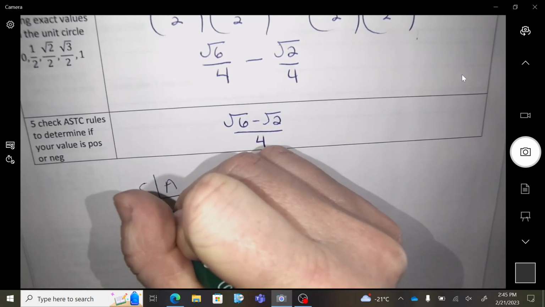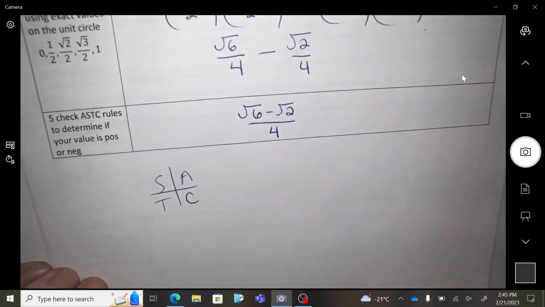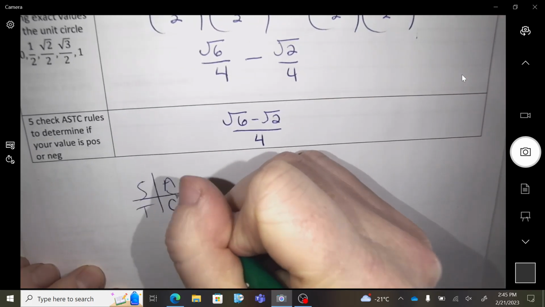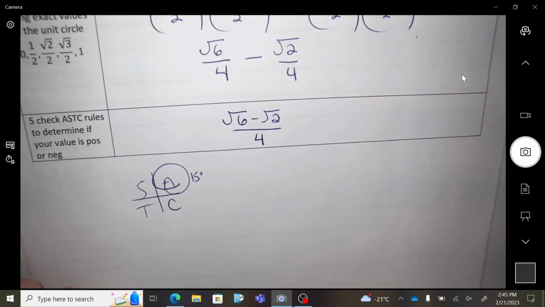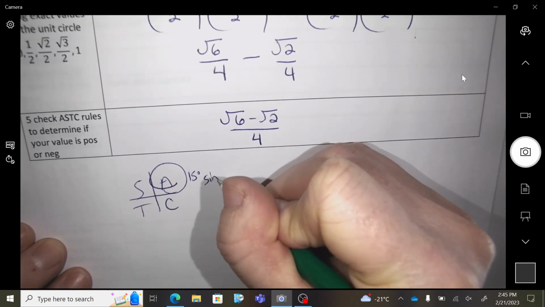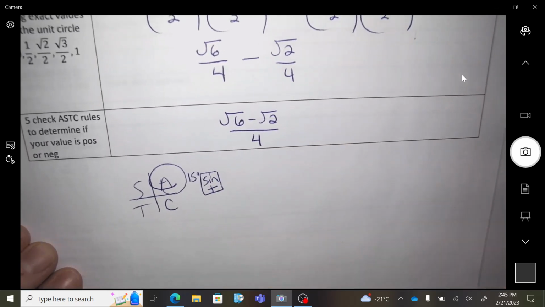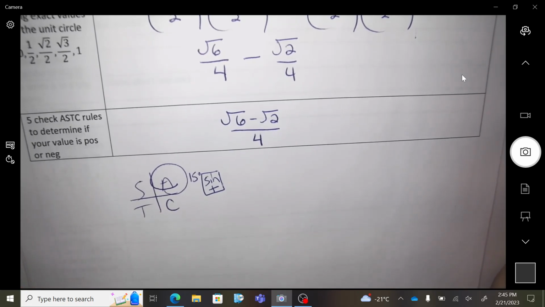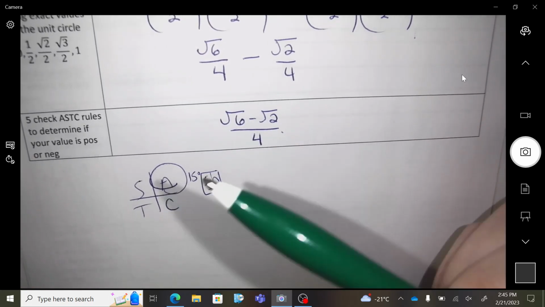And here's the last step. I'm going to ask myself about the sign. 15 degrees is in this quadrant, so sine should be what? Sine should be positive there. So we're done. That's it.